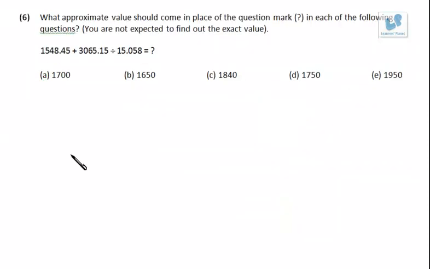Now let's try this problem. Here it is 1548 plus this 2, right? This divided by this. According to board maths, we have to divide this number by this number. Now 3065 divided by 15. So this number is more than 3000 and this number is more than 15. Now 3000 is 200 times 15. So for this data, if we divide this by this, we will be getting around 200, because this 65 is more than 3000 and this data is more than 15.